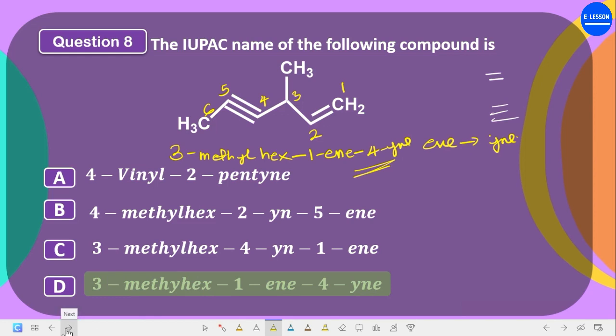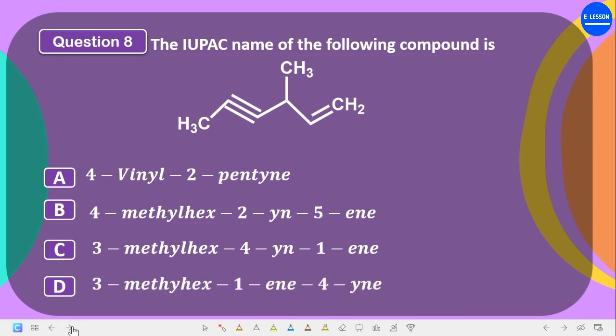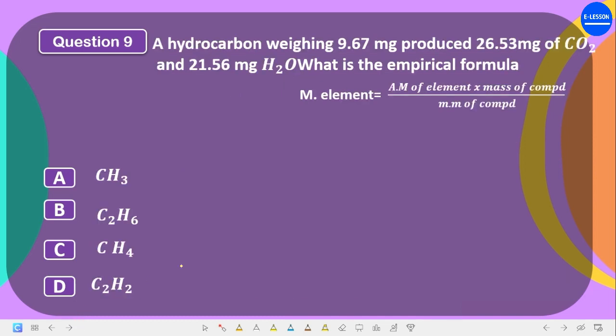Now the next is the same question, just maybe a replication. Now we have a question like this. This question needs maximum attention, and I will try as much as possible to explain it in the simplest way possible.